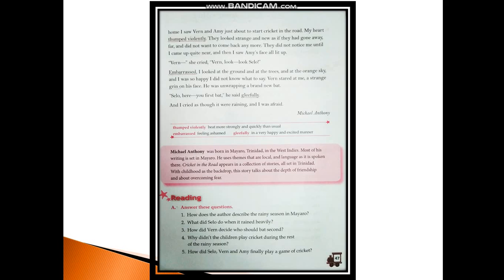Last question is, how did Cello, Vern and Amy finally play a game of cricket? So this is a long answer question. One day Cello was going home and he saw Vern and Amy were just about to start playing cricket. He went near them and Amy noticed him and called out his name, and Vern stared at him as he was unwrapping a brand new bat. Vern offered his new bat to Cello and said, "Cello, here, you first bat." That is how Cello, Vern and Amy finally played a game of cricket. Okay.